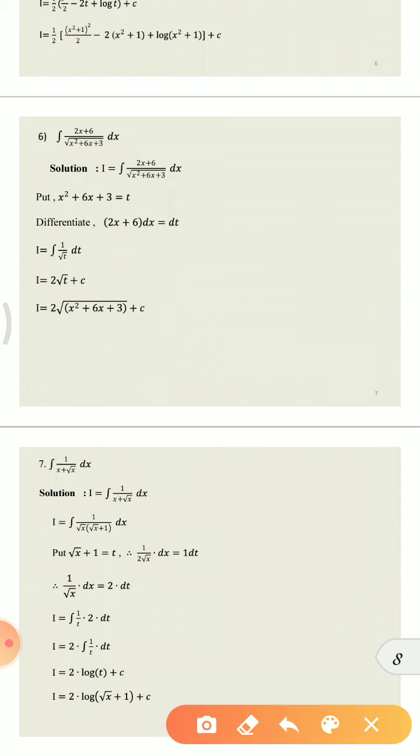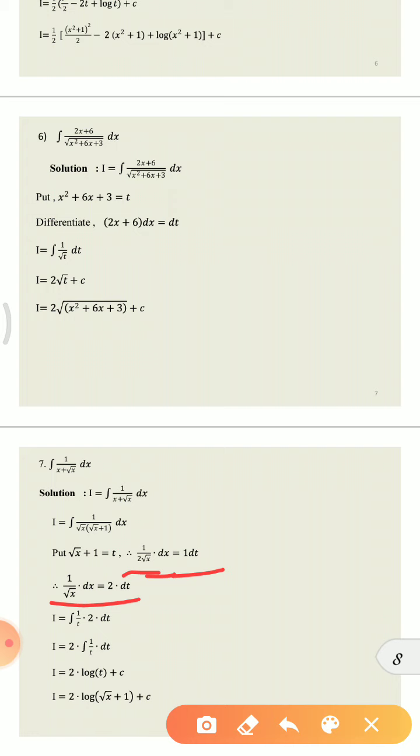After that, we have to put root x + 1 equal to t here, because the derivative of root x is 1 by 2 root x. Derivative of root x + 1 is 1 upon 2 root x, 1 is a constant so 0, dx is equal to dt. That means 1 upon 2 root x dx is equal to dt. Shifting the 2 to that side, 1 upon root x dx is equal to 2 dt.